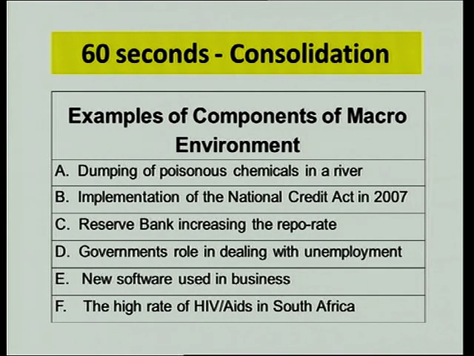All you've got to do is just write it down in chronological order, A, B, C, D, E, F, and then your answer. 40 seconds left. I've only got one answer so far, which is A, dumping of poisonous chemicals in the river.